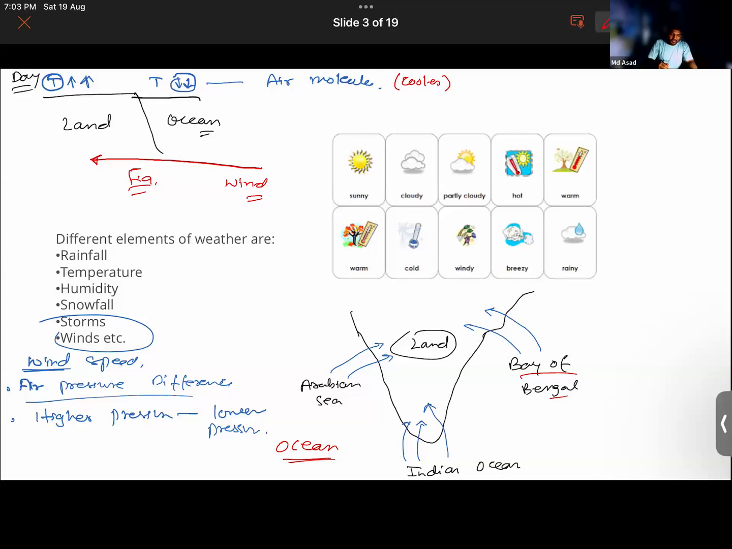Okay, so in short, we have talked about different elements of weather here. Whenever weather is predicted, whenever you see weather forecasting, this is done by scientists we call meteorologists. They study this data. That's why they are able to predict that it might be rainfall today, it might be sunny, it might be cloudy, it might be stormy, or there might be lightning or thunderstorm.